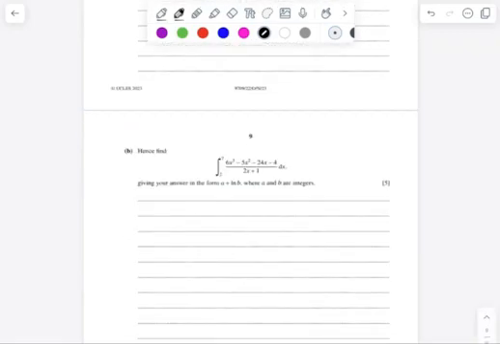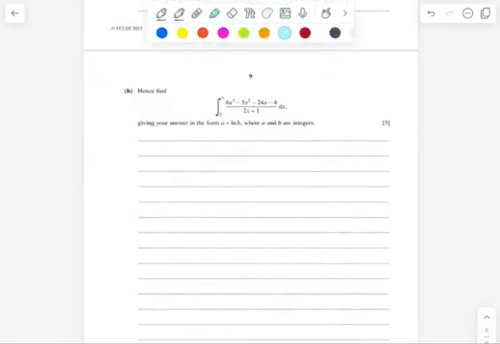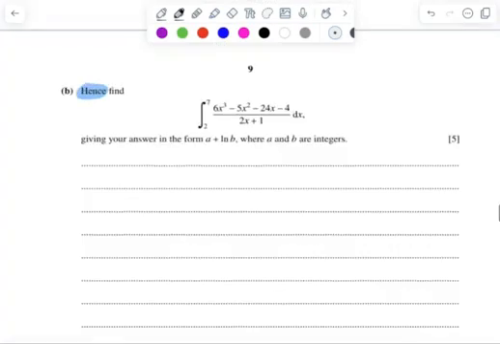Okay, now they're saying hence. So we've got to use what we just did to solve this question. Hence, find the integral of this, giving your answer in that format. Okay, so we're going to go to ln's afterwards. That's interesting. That also does give us a tip, though, that we're probably going to use ln in our integration.